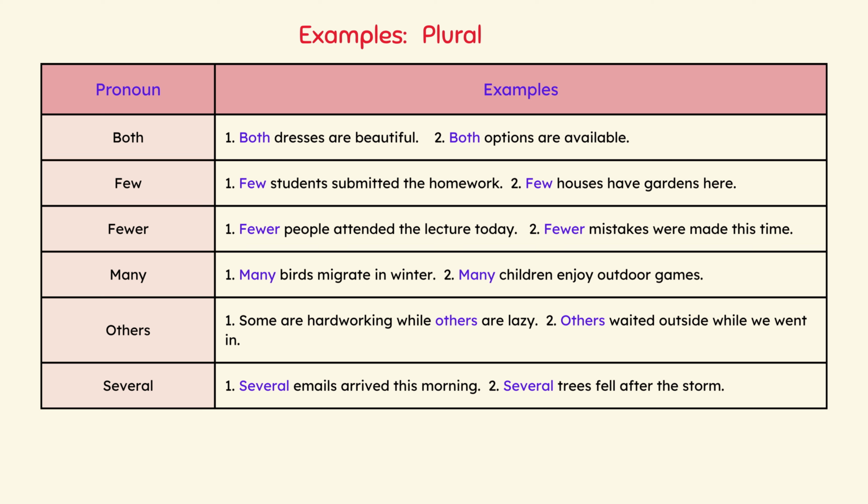Many. Many birds migrate in winter. Many children enjoy outdoor games. Many refers to a large number of people or things, so it is plural.